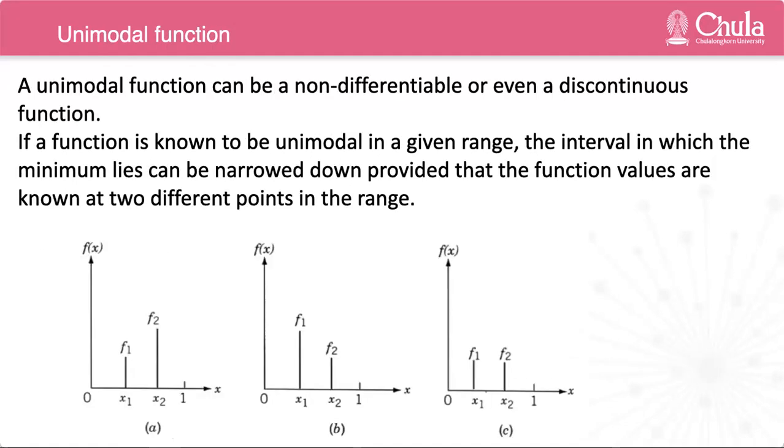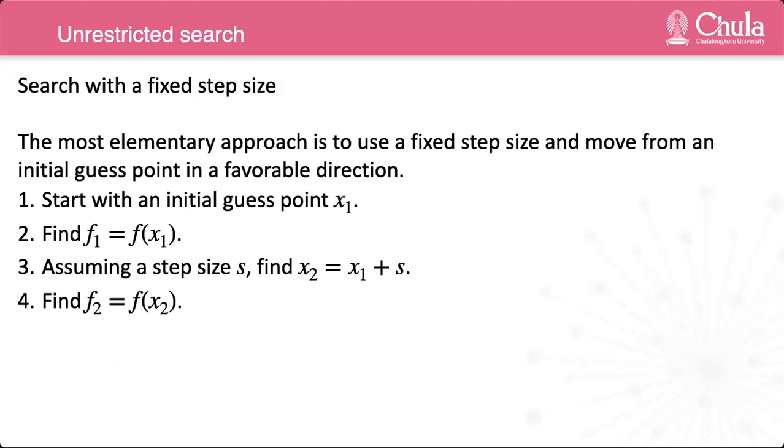You see that if you repeat this algorithm, you can scope down the area of interest smaller and smaller by testing 2 points at each step. That is a very basic algorithm. Now we start from unrestricted search, which we call the search with a fixed step size. Imagine that we are now in one dimension. The objective function contains only one decision variable.